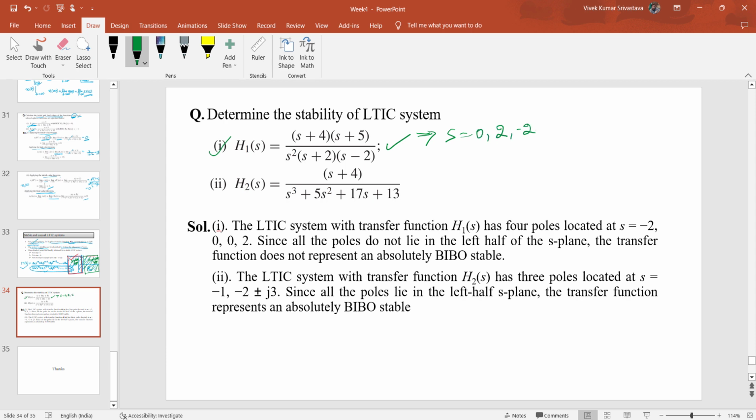Once you plot the poles of this transfer function, two poles will come here at s equal to 0, one pole will come here at s equal to minus 2, whereas the other pole will come here at s equal to 2. As we can see here, one pole is lying in the positive half of the S plane. So that's why this system is an unstable system.